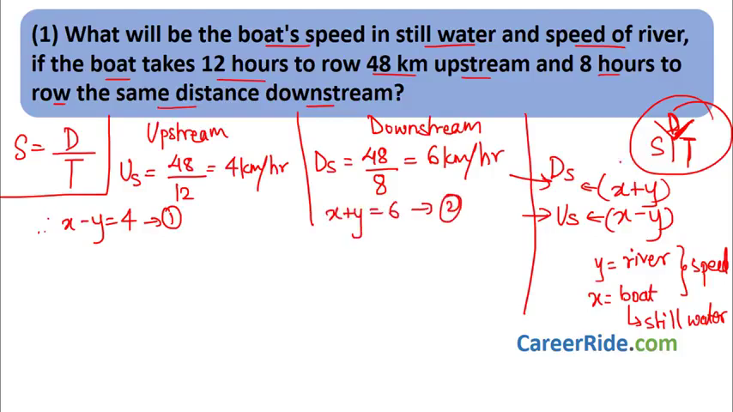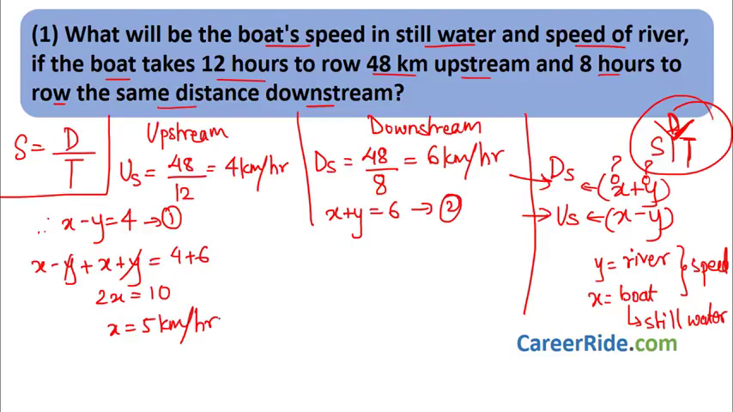Now we have to find value of x as well as y. So let's add these equations. What do we get? x minus y plus x plus y equal to 4 plus 6. So this gets cancelled to 2x equal to 10, x equal to 5 kilometers per hour. What is x? X is the speed of boat in still water.